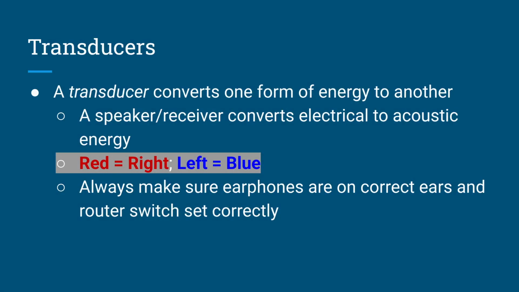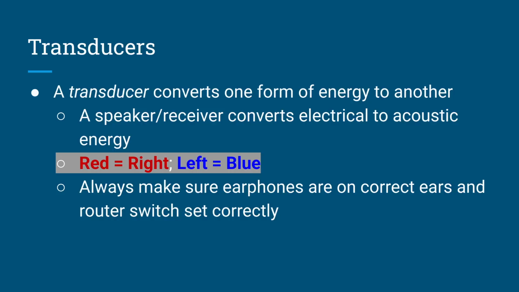A transducer, I've mentioned transducer already, and I've described them as different types of earphones, but I haven't defined what a transducer is. A transducer converts one form of energy to another. For our purposes, a speaker or receiver is going to convert electrical energy to acoustic energy. And for transducers, they're going to be right ear or left ear. Right is always labeled red and left is labeled blue. Always make sure the earphones are on the correct ears and the router switch is set correctly.